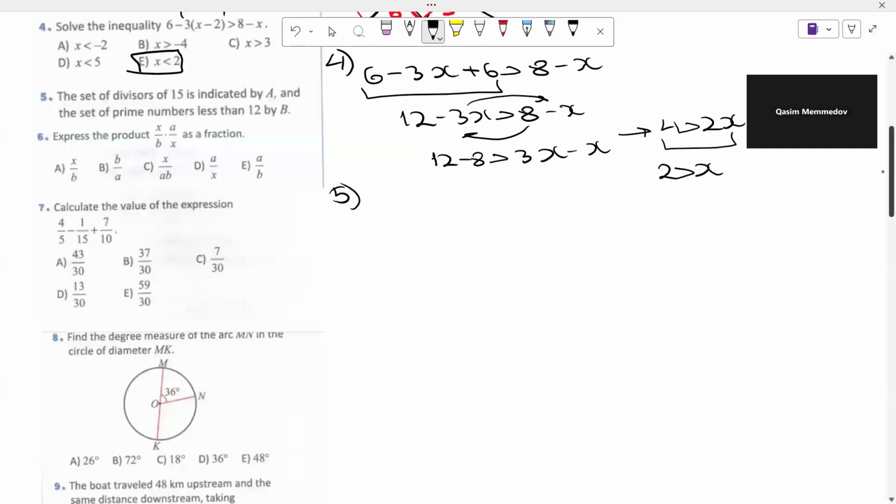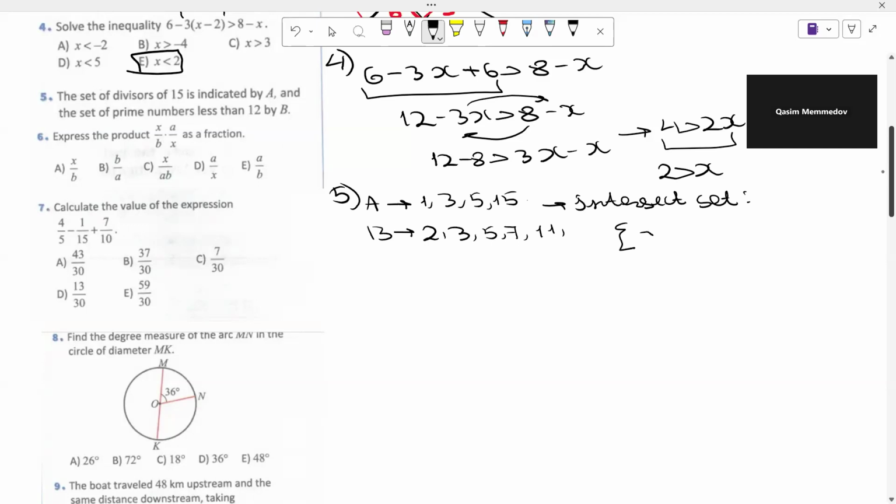The set of divisors of 15 is denoted by A. That's why set A is 1, 3, 5, and 15. And set B is prime numbers less than 12. The prime numbers are 2, 3, 5, 7, 11. And in the question it says intersect. We can't see it now, but it says intersect, and the set equals 3, 5. Let's continue with the sixth one.